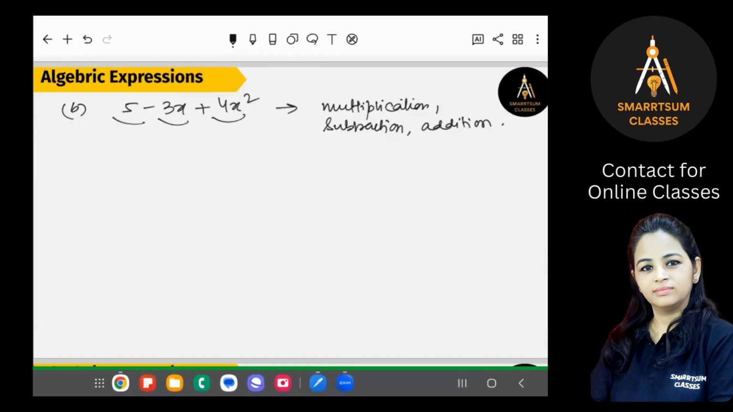Okay. Similarly, we can have some more. 7x square, this is also an algebraic expression. Another example, minus 5x square y plus 10xy. This is an algebraic expression. So these are all algebraic expressions. I hope you're getting it, like what is the meaning of algebraic expression? Yes or no?